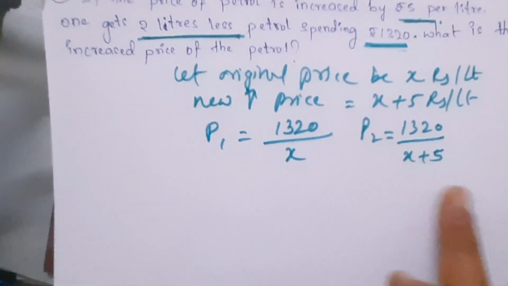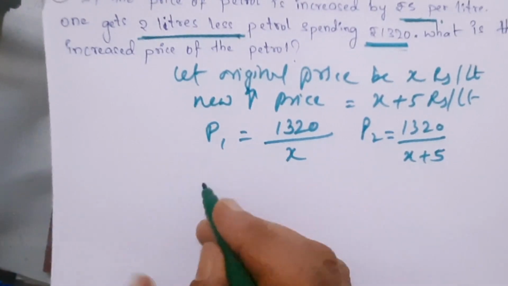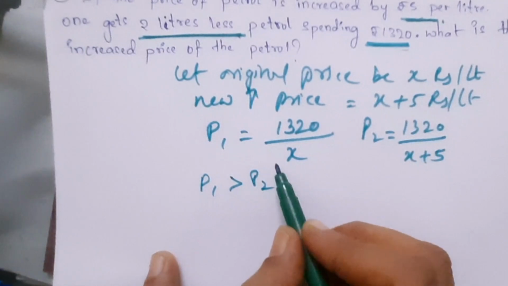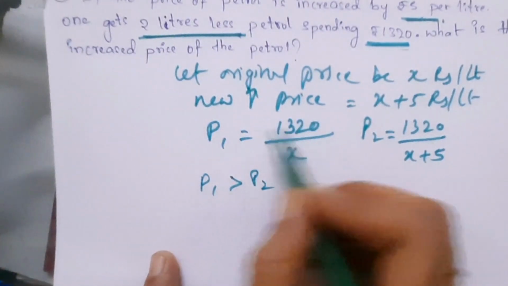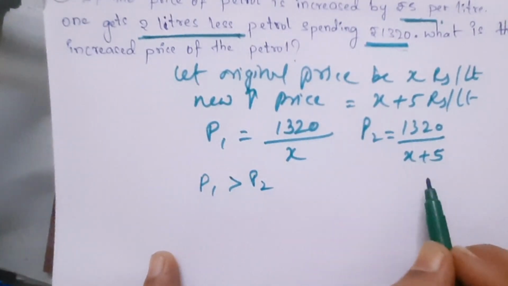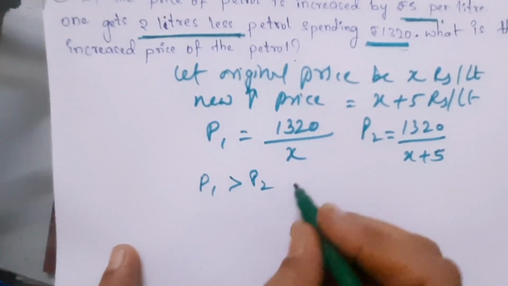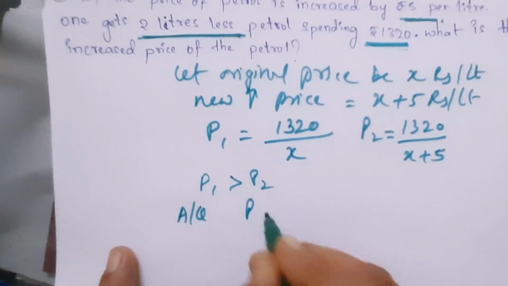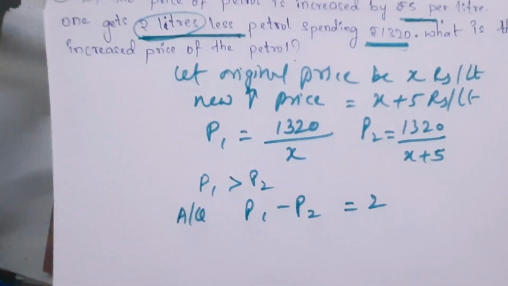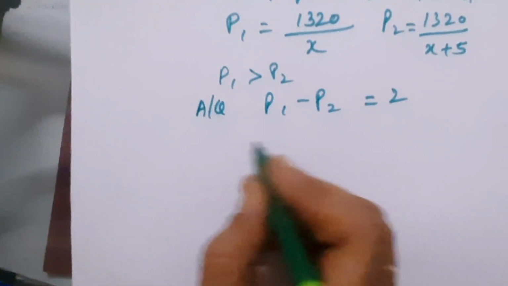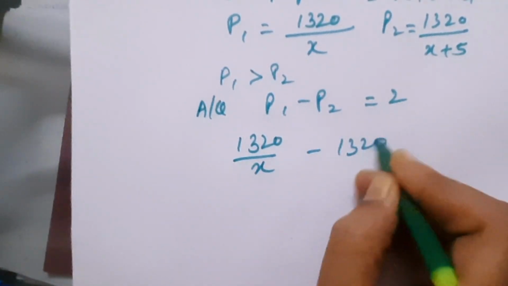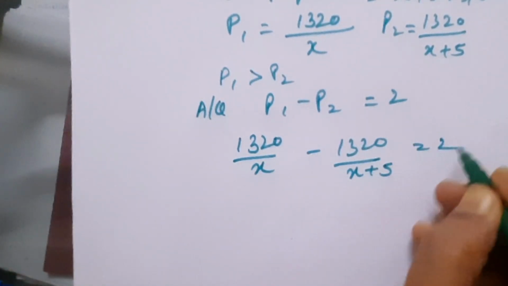So when we are adding, this is to be taken afterwards. Now P1 is greater than P2. That is, we are purchasing something at the lower price, so we get more. When we increase the price by 5, the quantity will be less. So P1 is greater than P2. According to the question, P1 minus P2 is 2 litre less. So let's start with the solution as we were doing earlier. 1320 upon x minus 1320 upon x plus 5 is equal to 2.